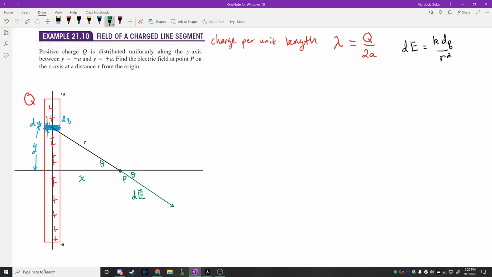The point we assume is positive. No, it says it's positive. Positive charge. We're not making that assumption. It is positive.